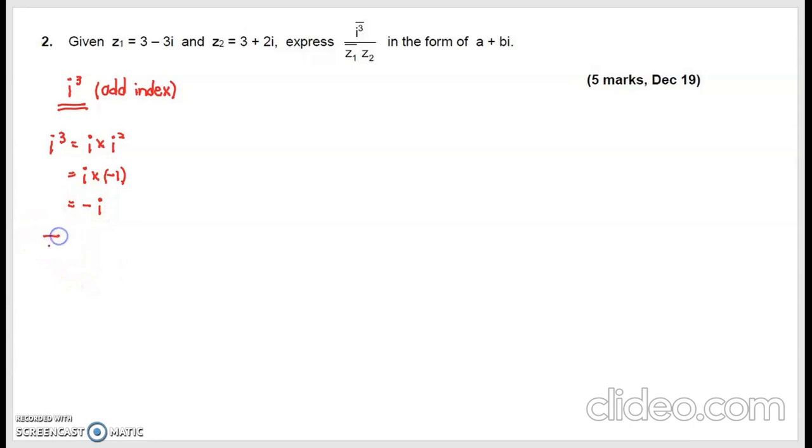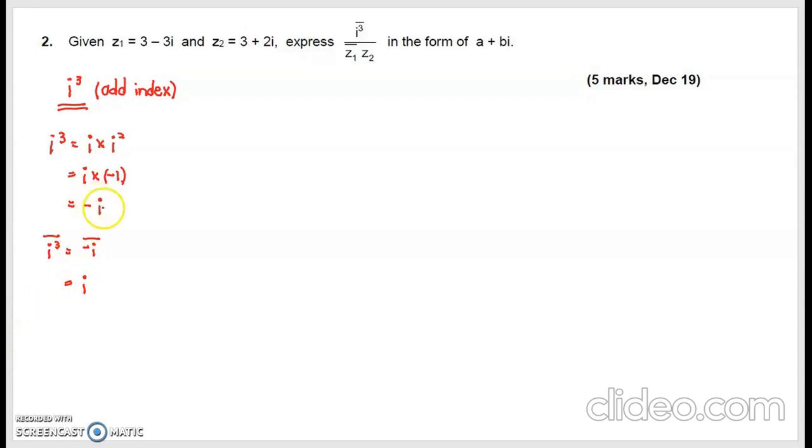So the conjugate of i cubed is the conjugate of negative i. The conjugate of negative i will become positive i. So again, the conjugate of negative i is positive i. You might ask why.